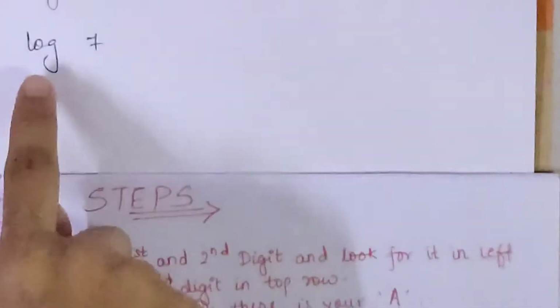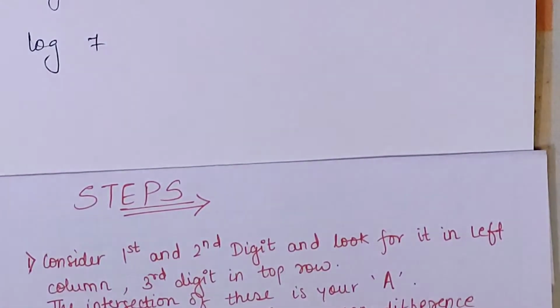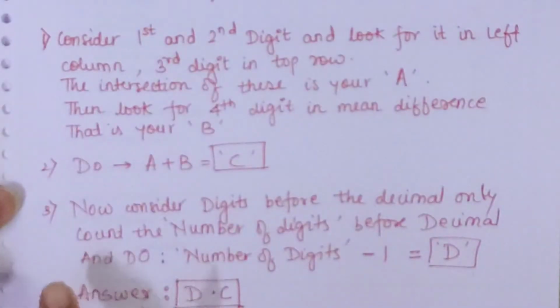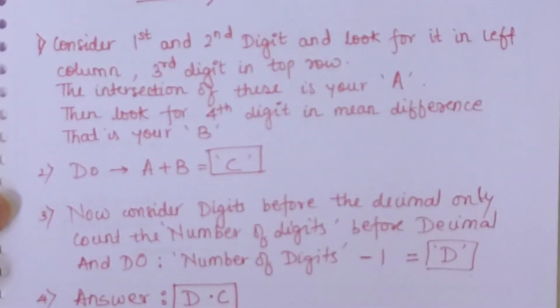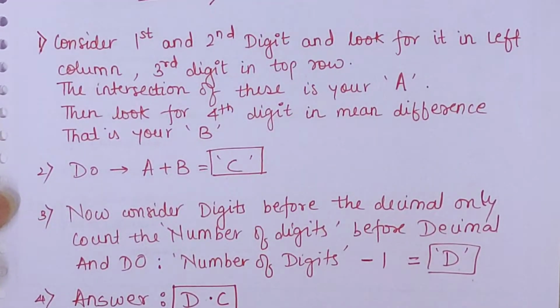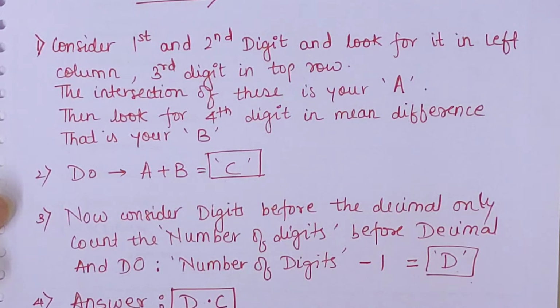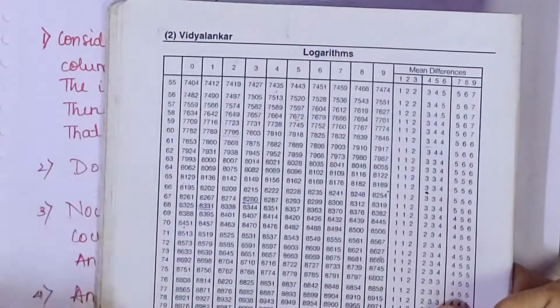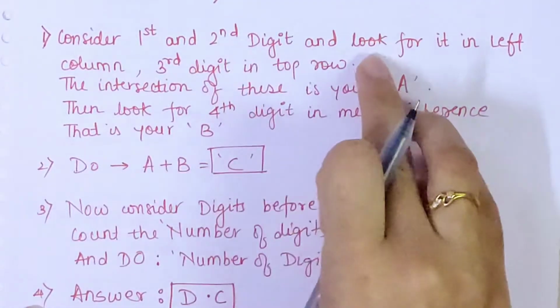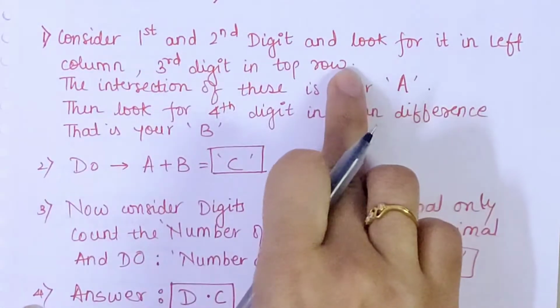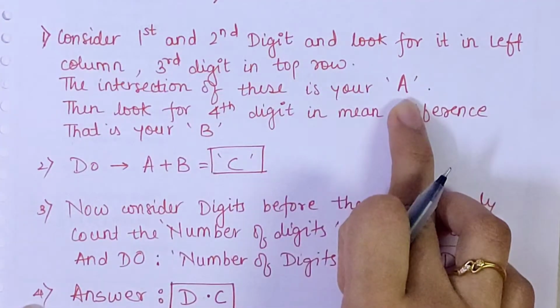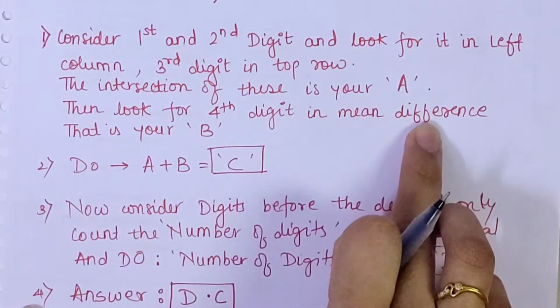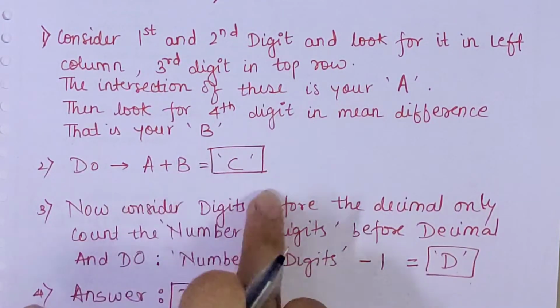So let's start. If I want to find the log of 7, how do I do that? Here's a simple trick for that, and I will tell you how to do that in four simple steps. My first step says consider the first and second digit and look for it in the left column, third digit in the top row. So this is your left column, this is your top row, this is your mean difference. The intersection of that is your A. Then look for the fourth digit and find it in the mean difference, and that's your B. Then do A plus B, that is your C.